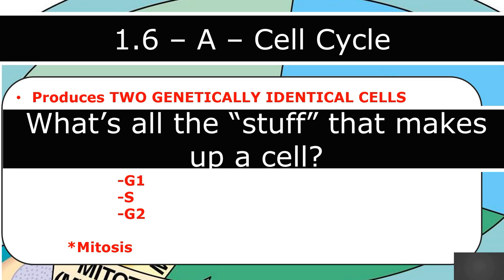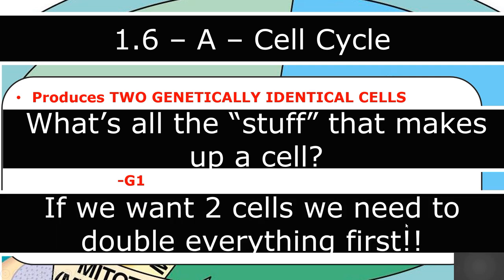So if we ask the question, what's all the stuff that makes up a cell? Like, what are all the different parts? And so you know from 1.2 that the cells have the phospholipid bilayer, they have cytoplasm in the interior of the cell, the cells have a nucleus, they're going to have different organelles, and if I want to divide, I have to go ahead and make enough stuff. I have to double it if I'm going to divide it into two cells in the end.